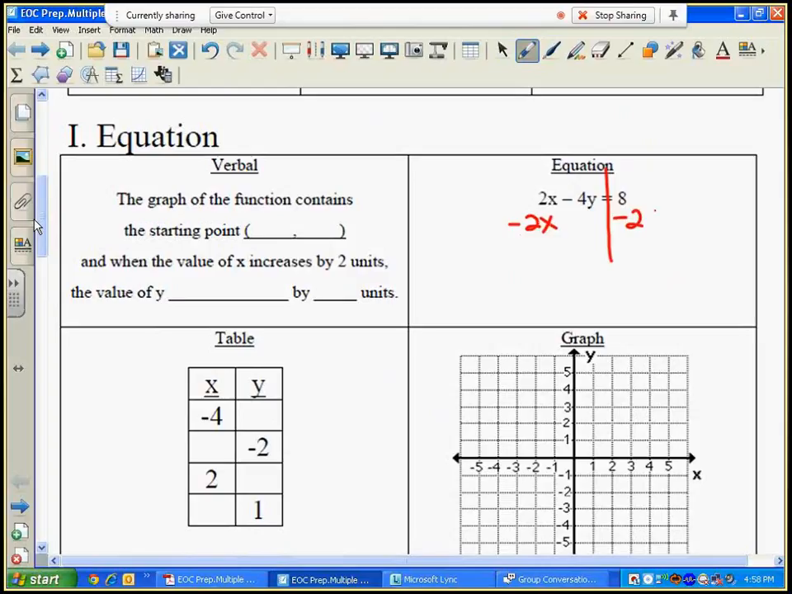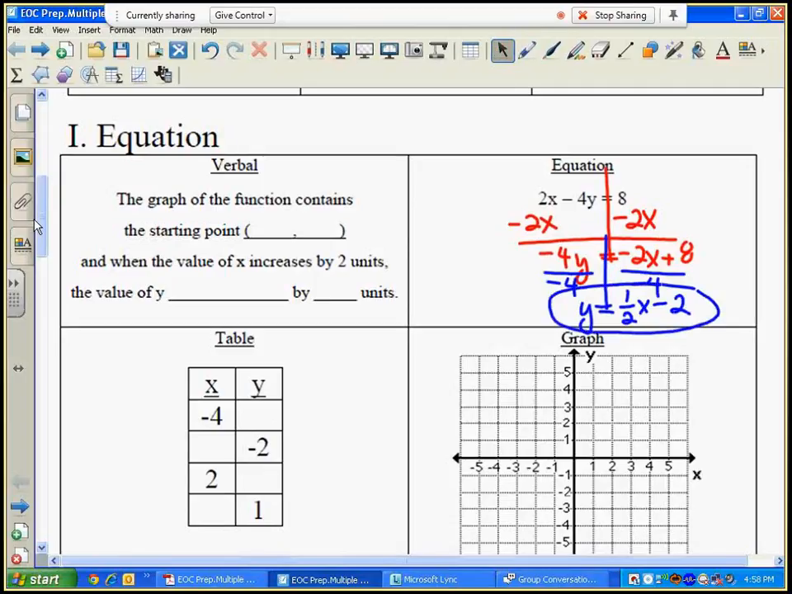Here I'll subtract away the 2x. I'll get negative 4y is equal to negative 2x plus 8. I divide away that negative 4. And I will get y is equal to, so let's look at our fractions here. Positive 2 over 4, well, that's just 1 half x. And then minus 2. Okay, so y equals 1 half x minus 2.